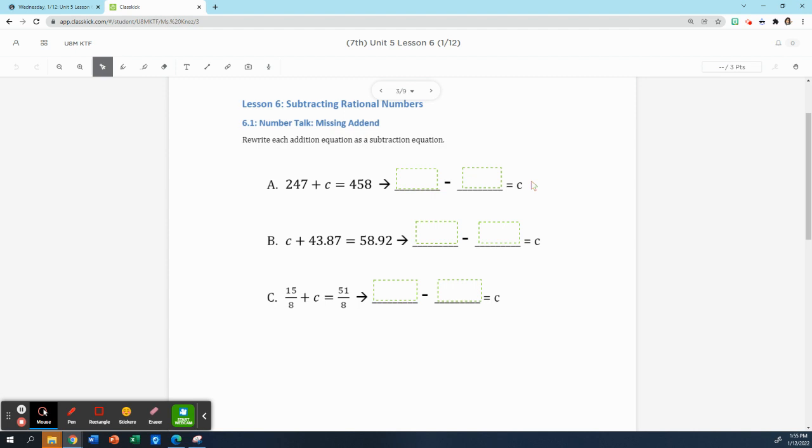Okay, so on slide 3, we have 3 sets of addition equations. This question is asking us to translate those addition equations into subtraction equations. For example, we could rewrite equation A as 458 minus 247. Because the answer to that equation, when we subtract 458 minus 247, gives us 211. And if we were to replace C here with 211, 247 plus 211 is equal to 458. Go ahead and pause this video and answer questions B and C.